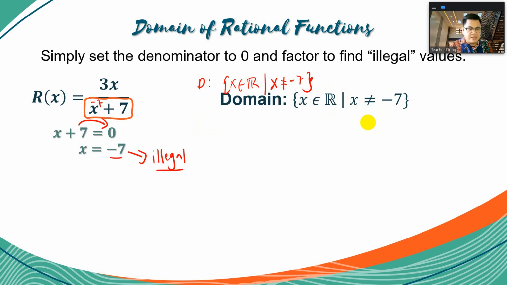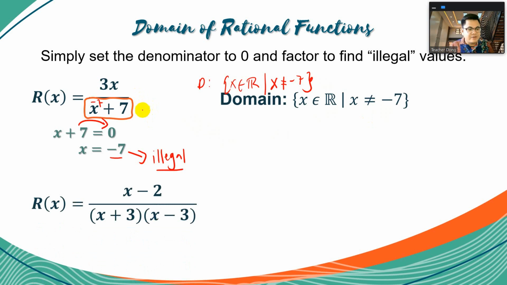Okay? Next, let's have r of x is equal to x minus 2 over x plus 3 times x minus 3. Just remember, we have to get the denominator and then equate it to 0. In this case, as you can see, we have two factored binomials. So how are we going to compute for this? We have to get the two factors and equate each to 0. So we have x plus 3 times x minus 3. We will be having two illegal values here.